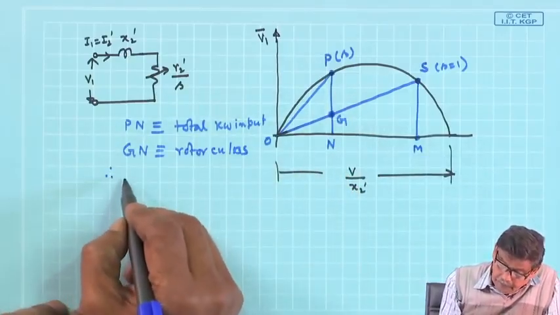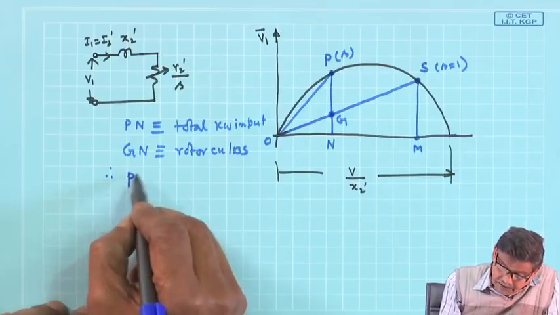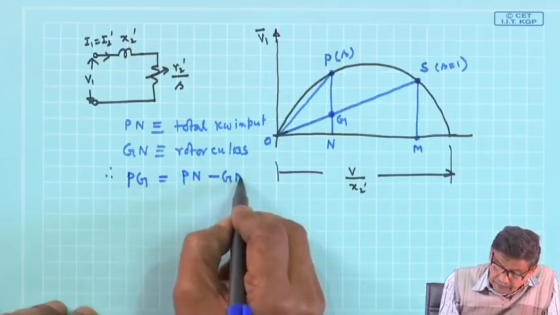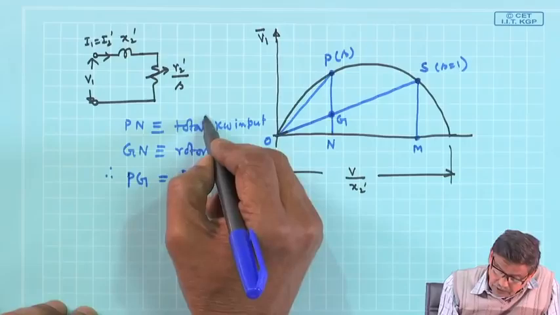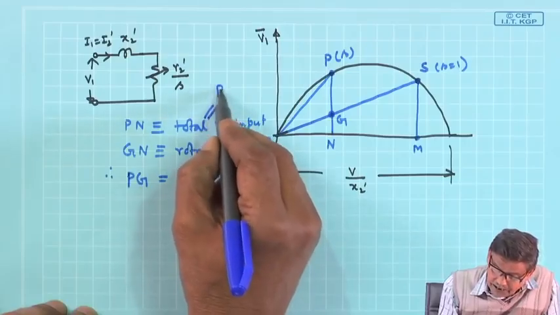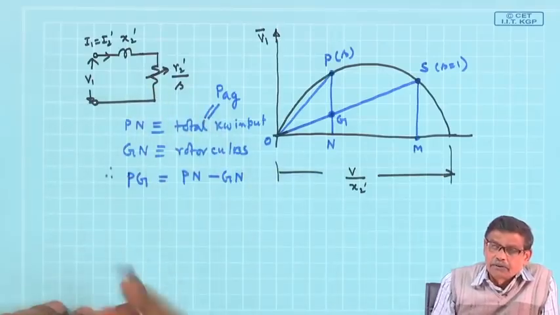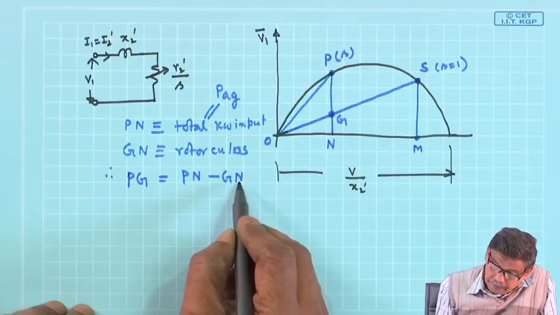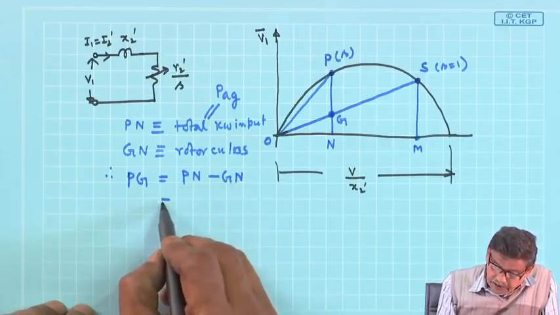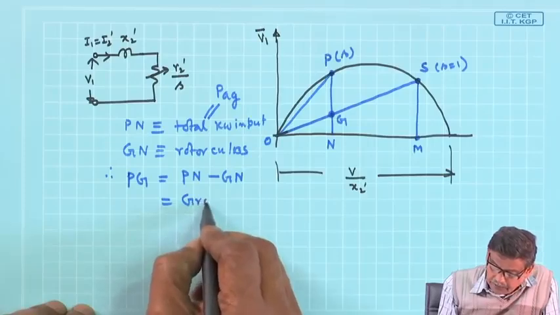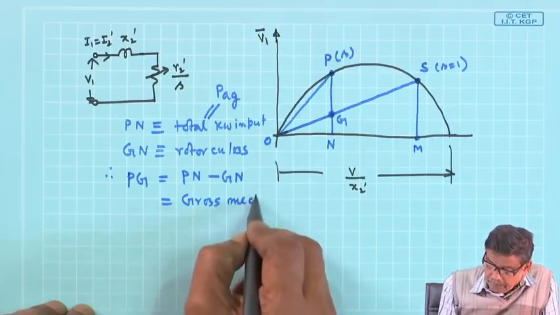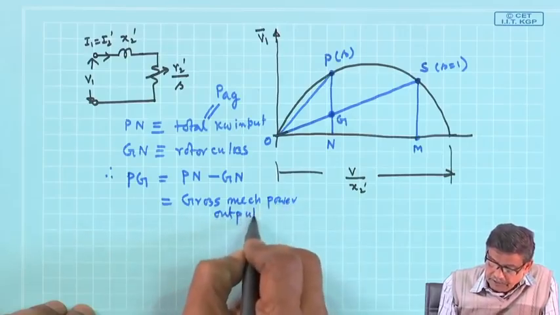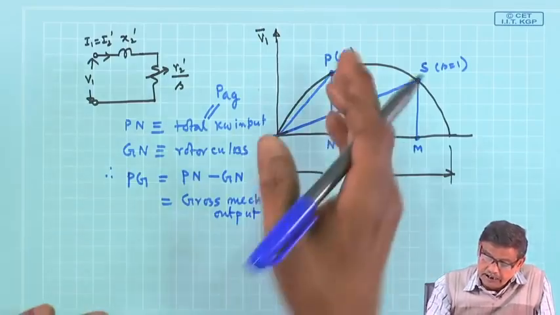Therefore, Pg, which is nothing but Pn minus Gn, total kilowatt input, also happens to be the air gap power P AG, because there is no stator copper loss, this is the power which has gone. So, Pn minus Gn is Pg, must be giving you the gross mechanical power output. That was the last thing I told, and we have shown that.